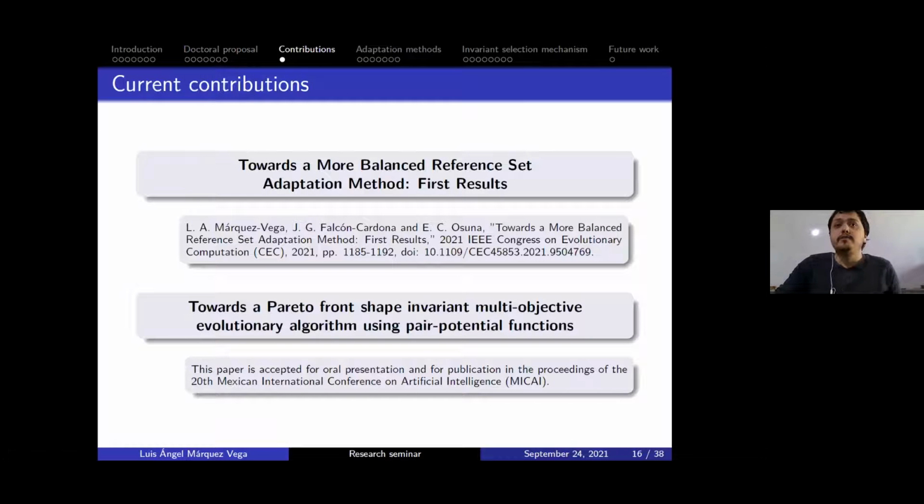As current contributions of this research, a conference paper was published in the proceedings of the Conference on Evolutionary Computation of this year, and another conference paper was accepted for oral presentation and publication in the proceedings of the Mexican International Conference on Artificial Intelligence of this year. Next, I'm going to briefly describe each study.